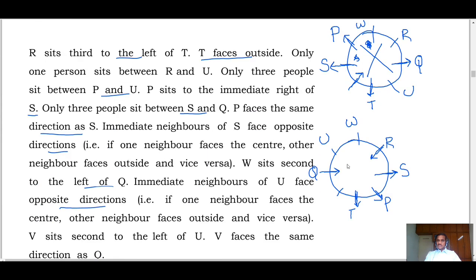Now we are left with the second case. Immediate neighbors of U, Q and W, are in opposite directions. W is away from the center. Then tell me who is the person left over here? V is the person left over. V must be at this place.